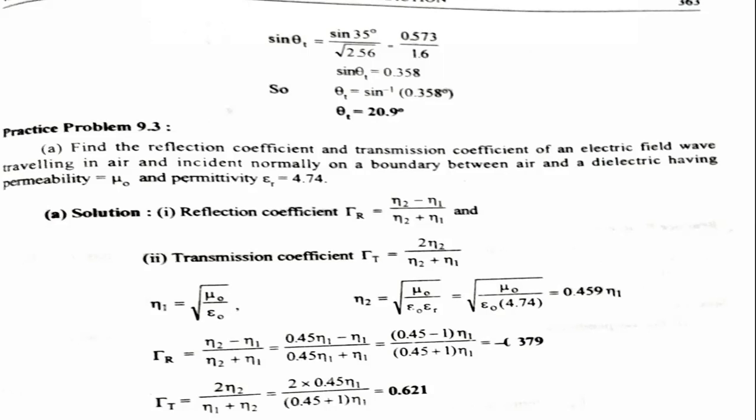Now come to the third numerical. Find the reflection coefficient and the transmission coefficient of an electric field wave traveling in the air and incident normally on a boundary between the air and a dielectric having permeability mu 0 and permittivity epsilon r equal to 4.74.